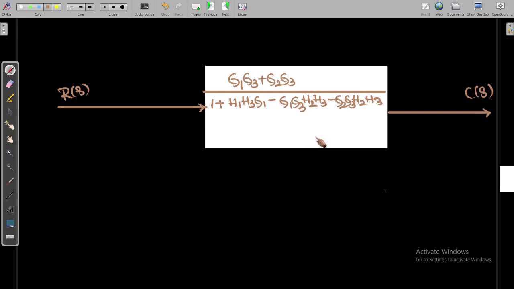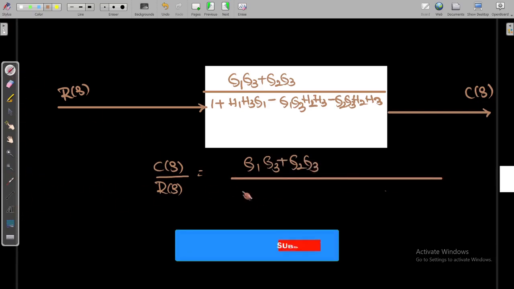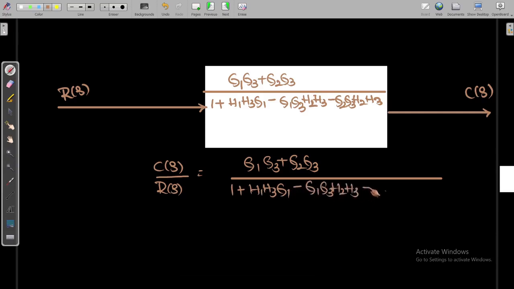So this is the transfer function of the given block diagram. The final answer we can write: C of s divided by R of s is equal to G1 G3 plus G2 G3, whole divided by 1 plus H1 H3 G1 minus G1 G3 H2 H3 minus G2 G3 H2 H3. So this is the final answer, the transfer function of the given system.